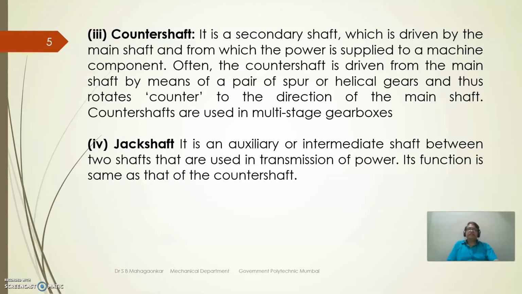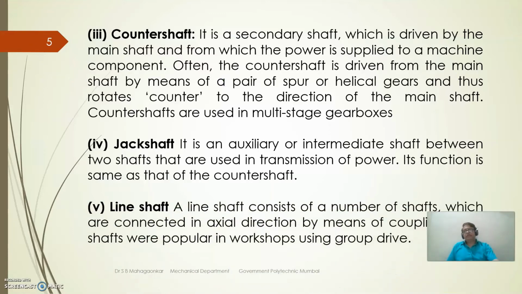So a jack shaft is an auxiliary intermediate shaft between the two shafts that are used to transmit the power. Its function is the same as that of the counter shaft. So, line shaft. A line shaft is one in which the two shafts are connected in a single line.